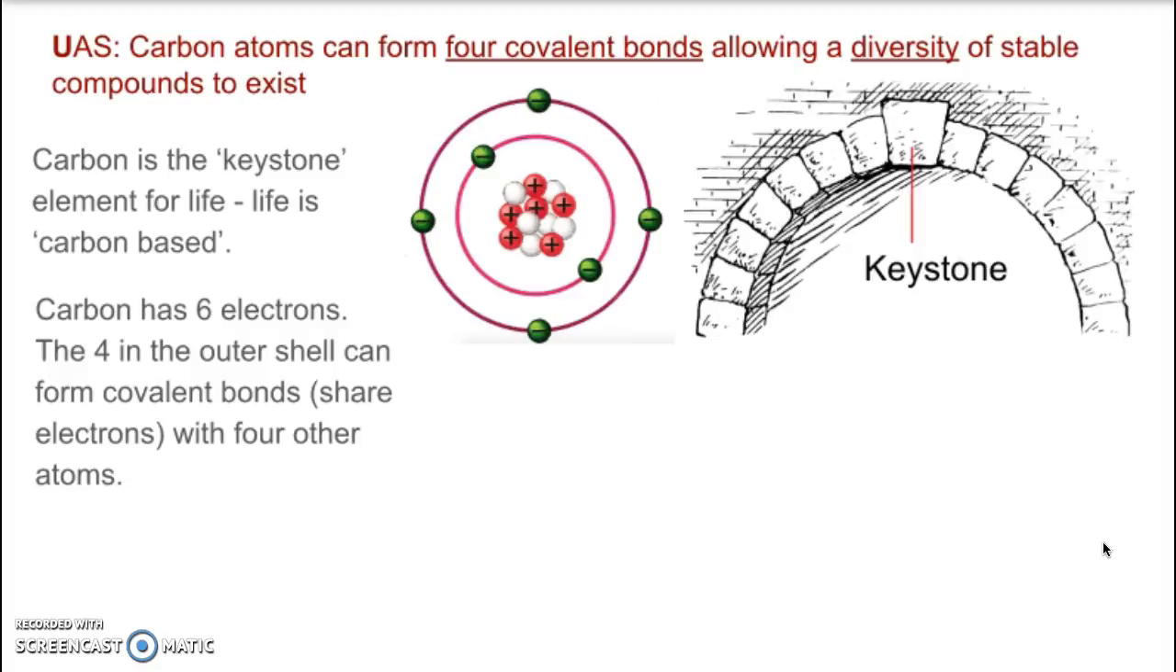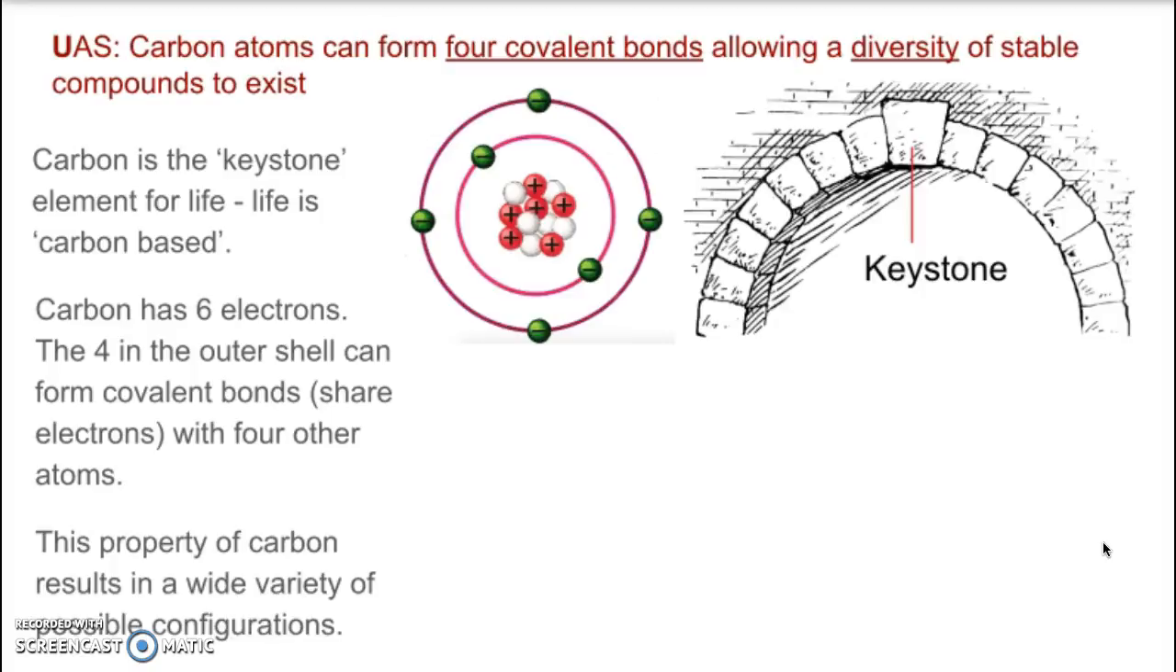Okay, so let's go back to our atom. Carbon has 6 electrons, 4 in the outer shell, which can form covalent bonds, or share electrons with 4 other atoms. Now this number 4 is very important. This property of carbon results in a wide variety of possible configurations or shapes.